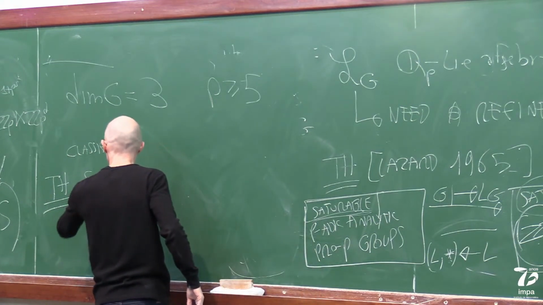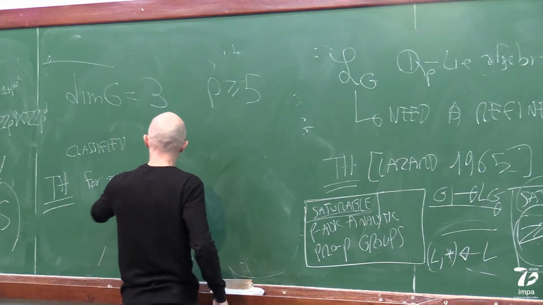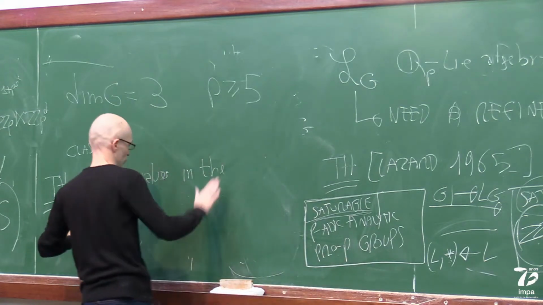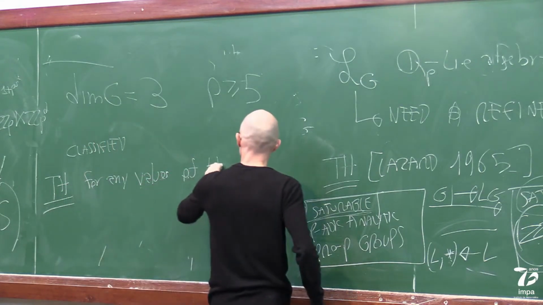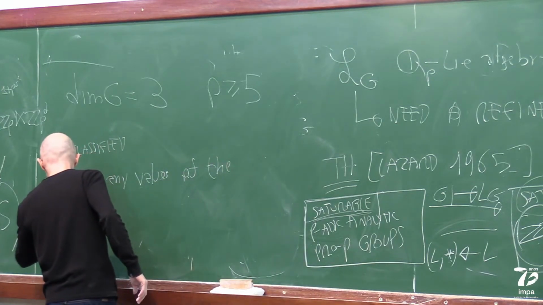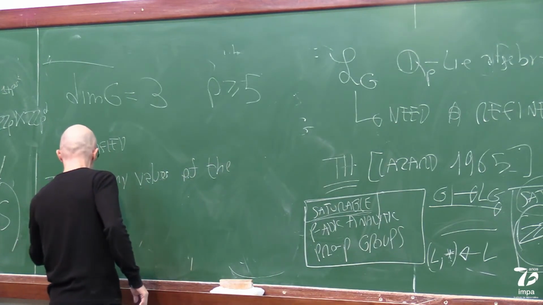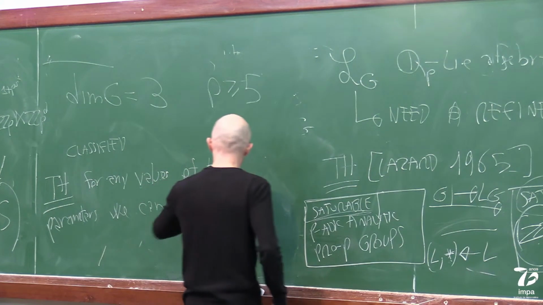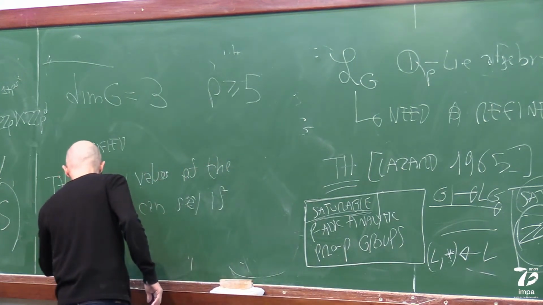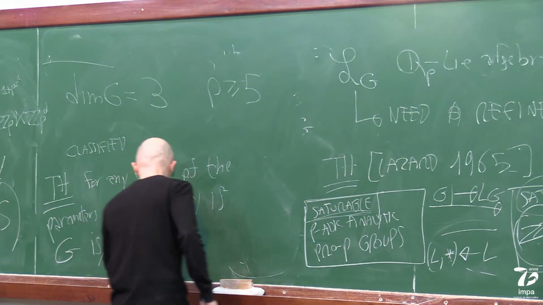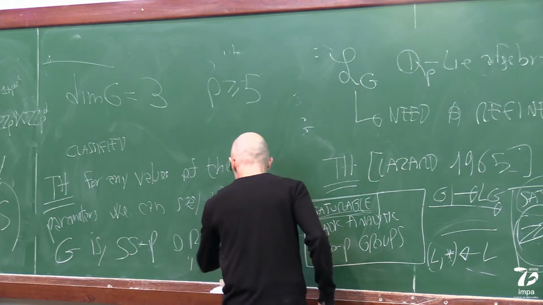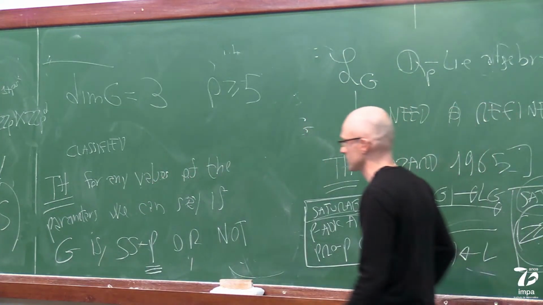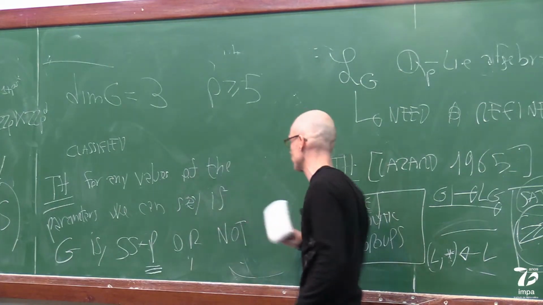and for any values of the parameters of the classification, we can say if G is self-similar of index P or not. So if we take the index P, the smallest possible, as the most interesting question, we can answer this in dimension 3.